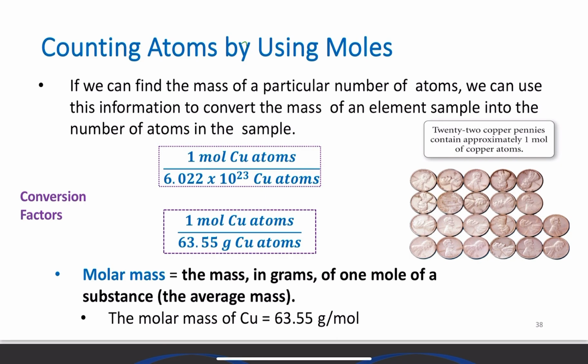I know that if I have 1 mole of anything, I have 6.022 times 10 to the 23rd of that thing. So therefore, if I have 1 mole of copper atoms, I have 6.022 times 10 to the 23rd copper atoms. But remember, when we have an equality like this, that is giving me a conversion factor.